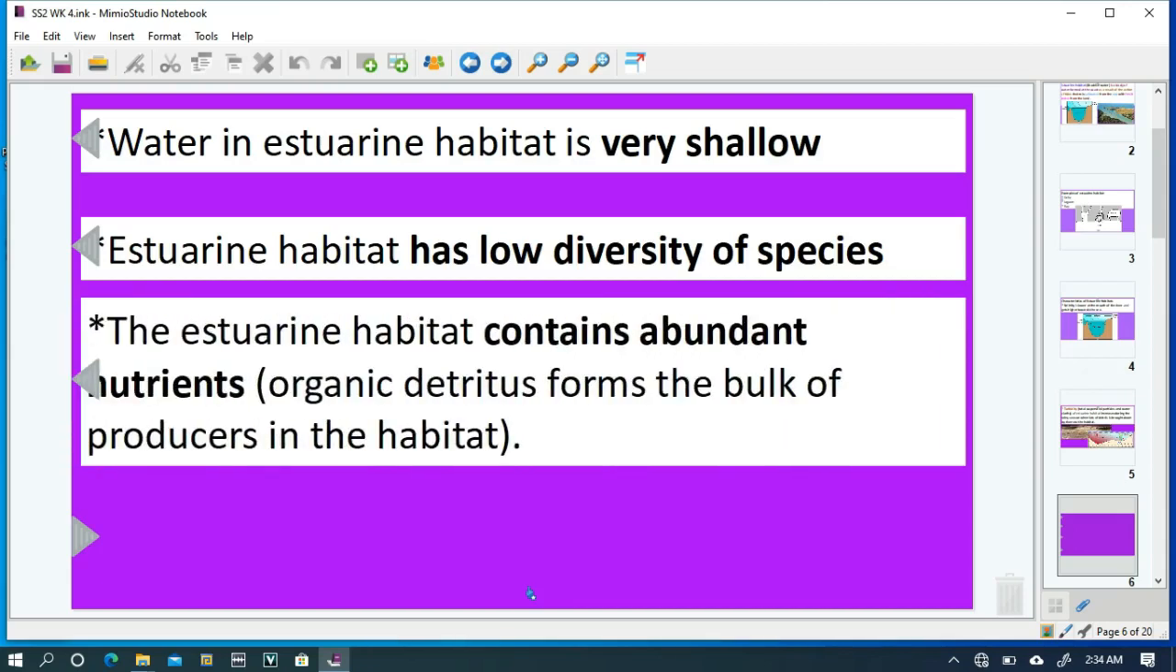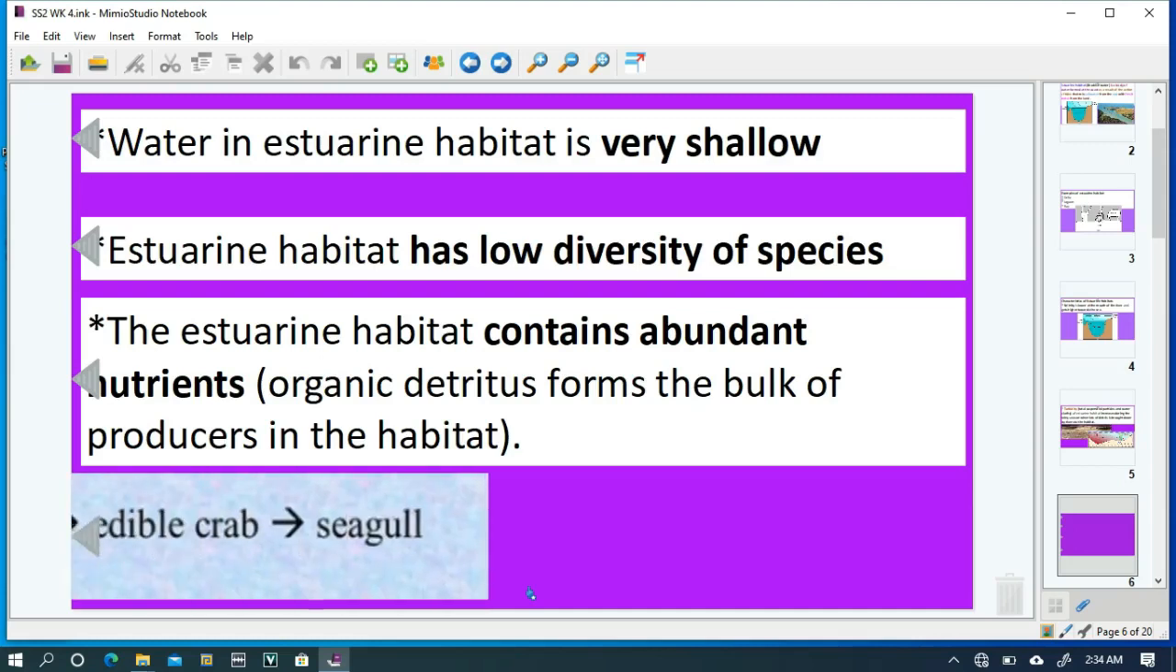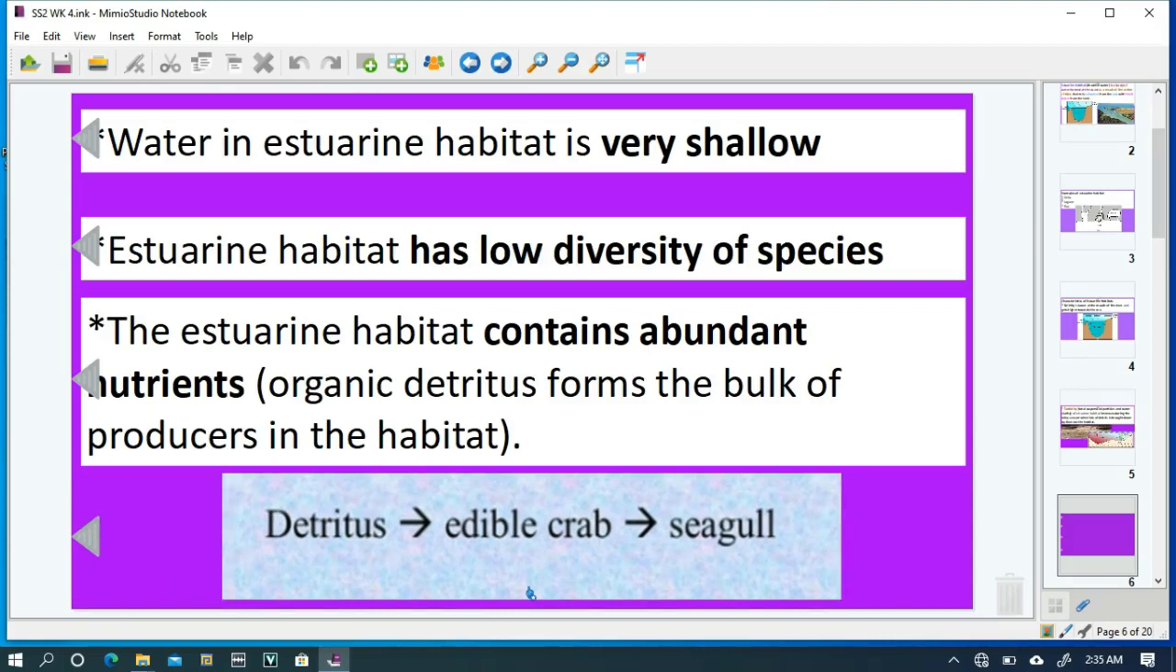The fifth characteristic of estuarine habitat is that the habitat contains abundant nutrients, such as organic detritus, which forms the bulk of the producers in the habitat. Organic detritus is simply referred to as dead decaying organic matter, and this tends to start the food chain in estuarine habitat. The detritus is fed on by the crab, while the crab is fed on by the sea gull.